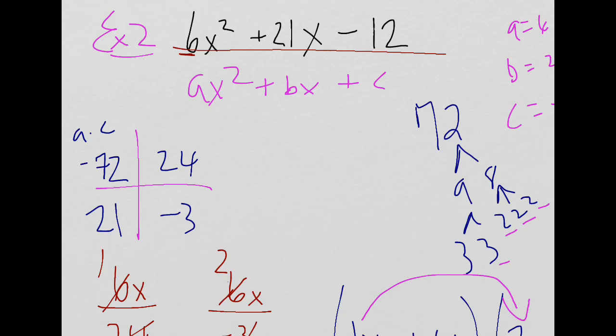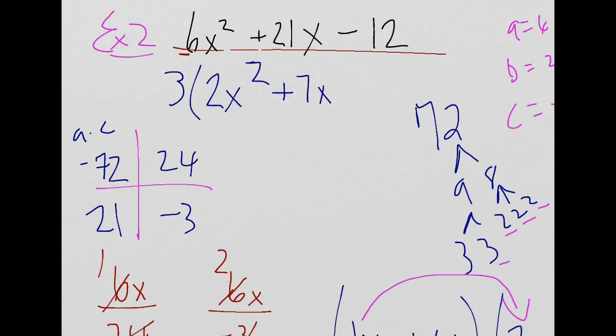Oh, I get it now. That we didn't pull out at the beginning. So I've got 6, 21, and 12. What's a number that I can divide all those by? 3. If I divide all those by 3, it's like I'm factoring out a 3. So that's going to give me 2x squared plus 7x minus 4.